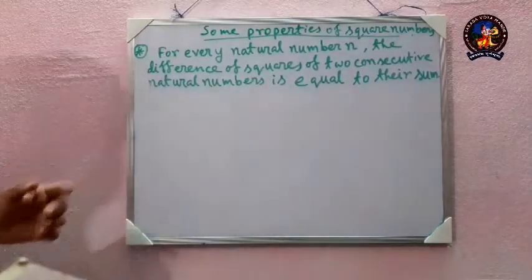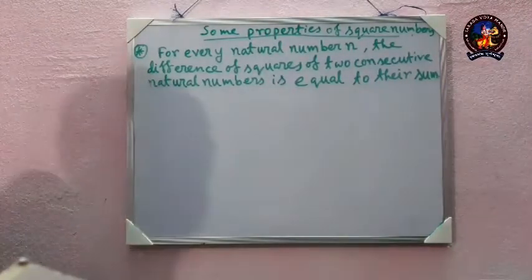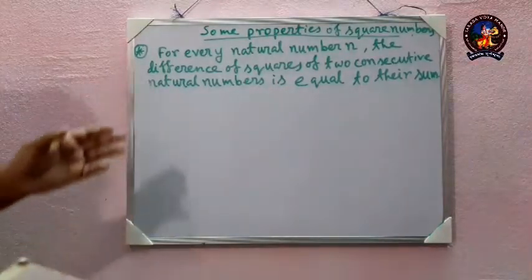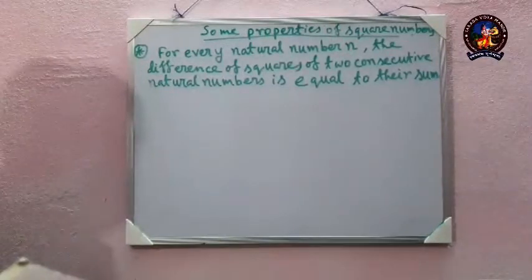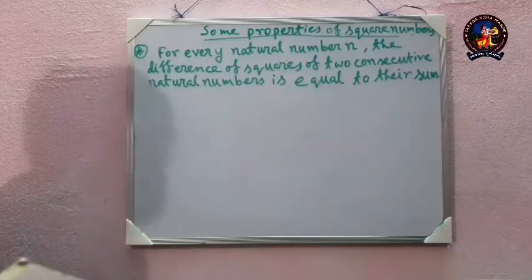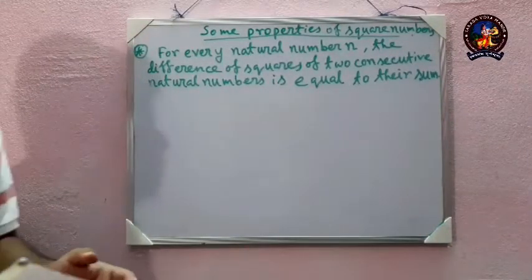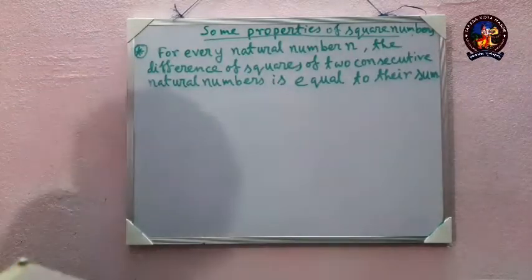Let's start the discussion about the properties of square numbers. This is a very important property of square numbers. For every natural number n, the difference of squares of two consecutive natural numbers is equal to their sum.